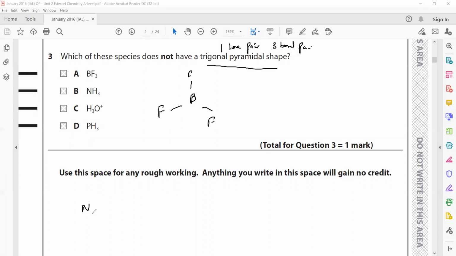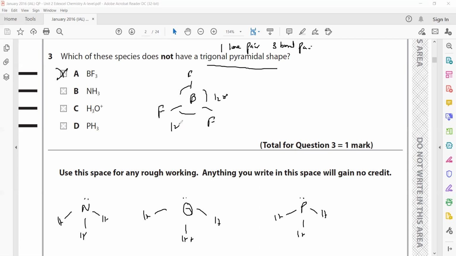Ammonia has 3 bond pairs: nitrogen forms 3 bonds with hydrogen, and 1 lone pair. In the hydroxonium ion, oxygen is forming 3 bonds and 1 lone pair is there. It will be trigonal pyramidal. Same thing, phosphine: 3 bond pairs and 1 lone pair, it will be trigonal pyramidal. So A is the right answer, which is a trigonal planar structure with a bond angle of 120 degrees, because there is no lone pair and boron shares one electron with each fluorine.